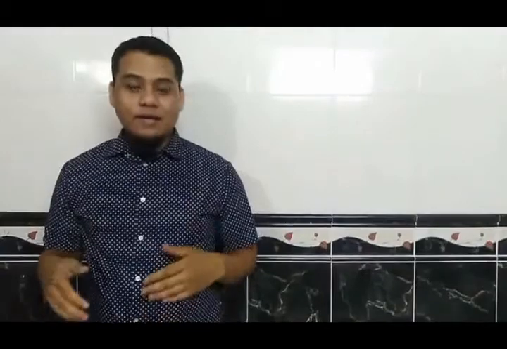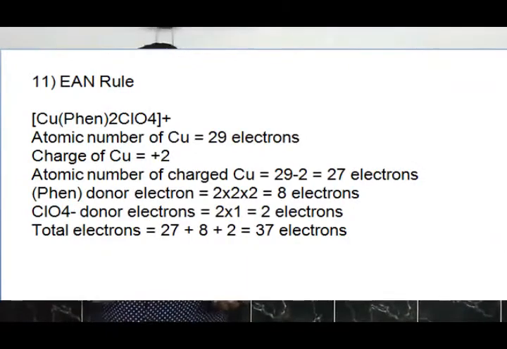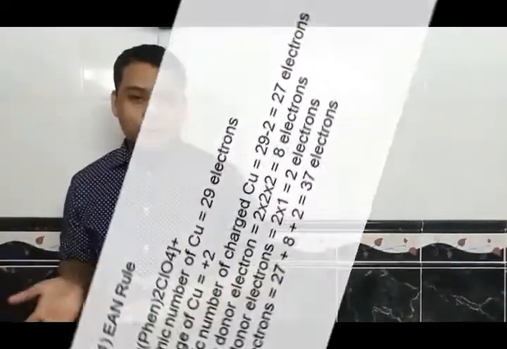This complex is unstable. Why is it unstable? Because after calculation, there are 37 electrons, which does not follow the EAN rule.